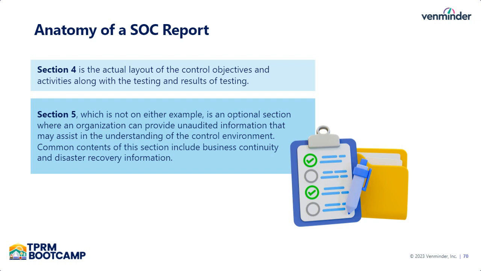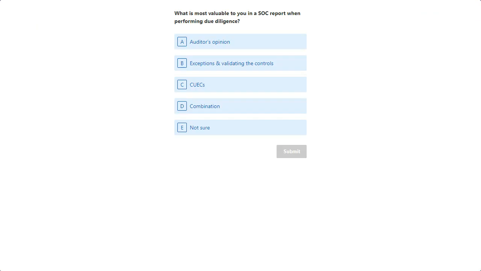Okay, let's look at some key components of the SOC reports that you should review. But first, it looks like we're going to have our first polling question of the hour. The next poll question is, what is most valuable to you in a SOC report when performing due diligence? The auditor's opinion, exceptions and validating the controls, CUECs, a combination, or you are not sure?